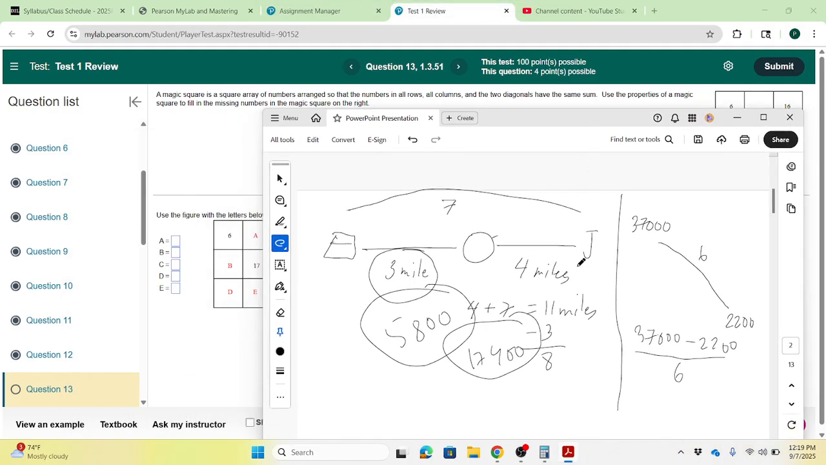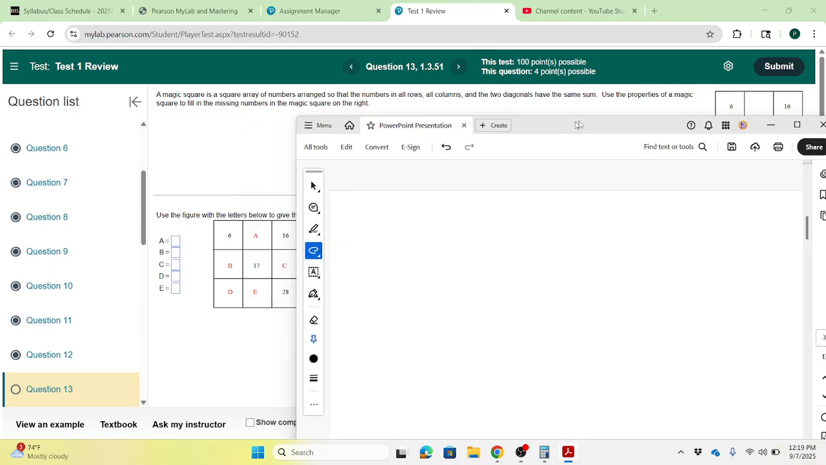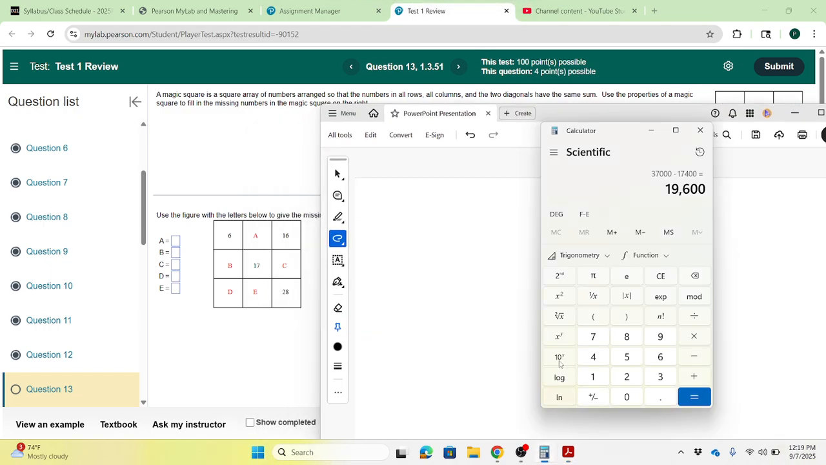So look at here, the sum of 3 numbers is 6 plus 17 plus 28, that's 51. So if you add the first row, which is 6 plus 16 plus a, that's supposed to be 51. So if you subtract 6 and 16 from that total, that will give you the value of a. The value of a is 29.